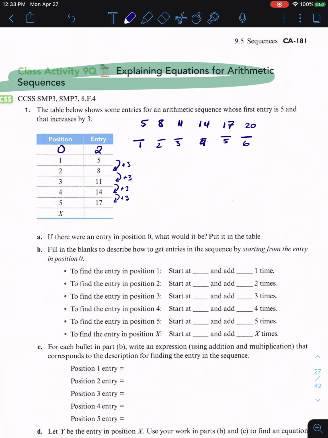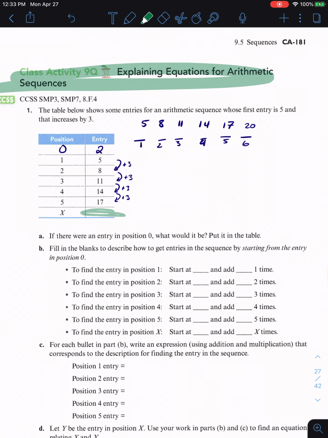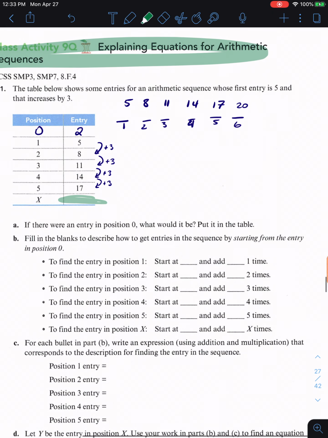Now, let's try to then work on filling in this. Because just like before, when we just have the numbers here, it's not quite as evident what the structure of the pattern is. We need to dig into it a little bit better to actually see the structure. So let's see if we can do that. So to find the entry in position 1, start at 2. Right? We're going to start here and we're going to add 3, and add 3 one time.